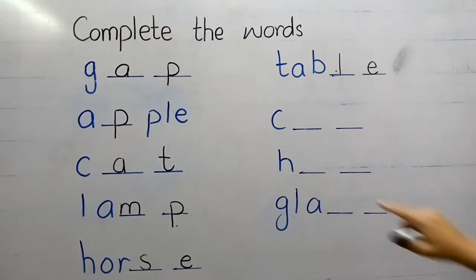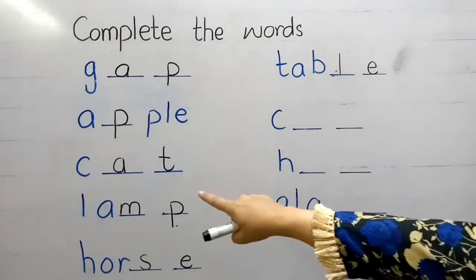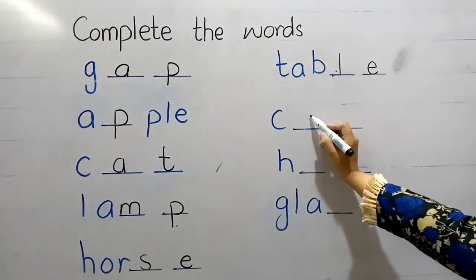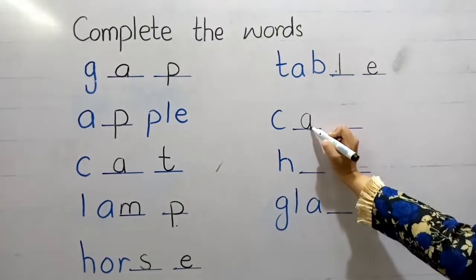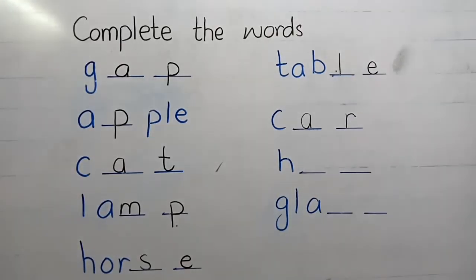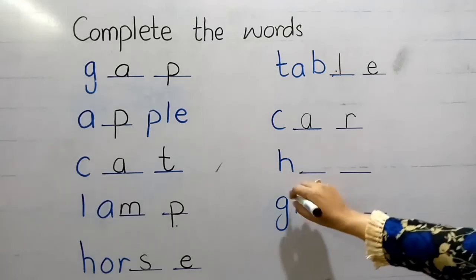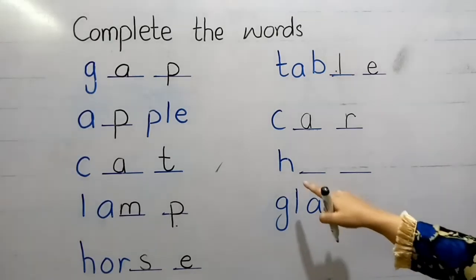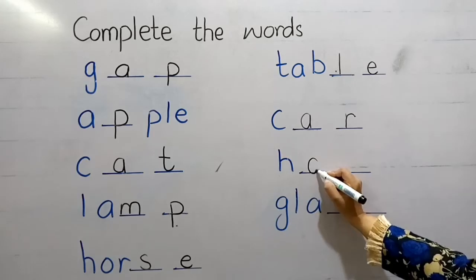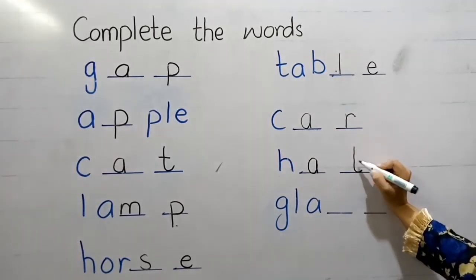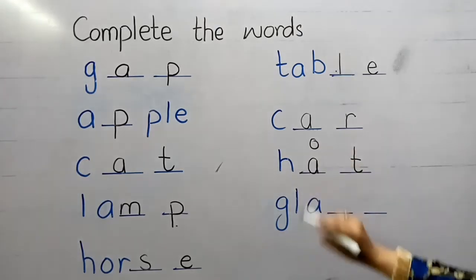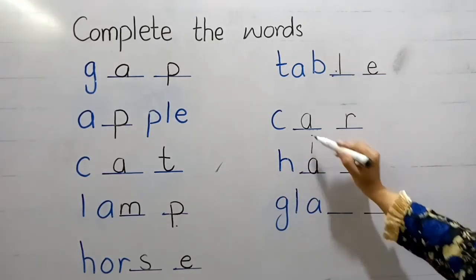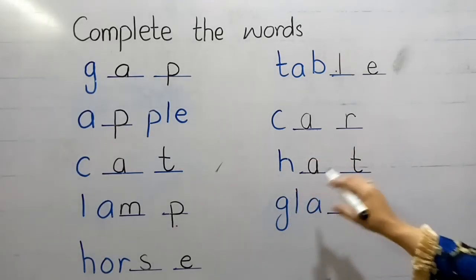Now next, again here is a k, and here are two blanks. We make here car. So I write here k, a, r, car. K-a-r, car. Here is h and two blanks. So I will make here h, a, t, hat. Now I make here h-a-t, hat.